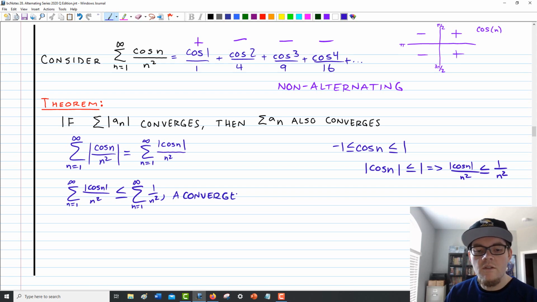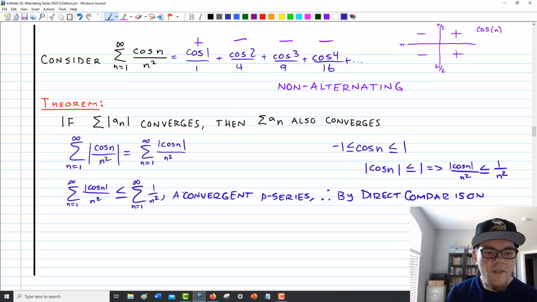You can see that this is easier to talk about than it is to write, but I'm trying to be faithful to describing everything on the screen. So it's a convergent p-series, and therefore, by direct comparison, what we've just shown is that the series with the absolute value of cosine of n over n squared is going to converge.